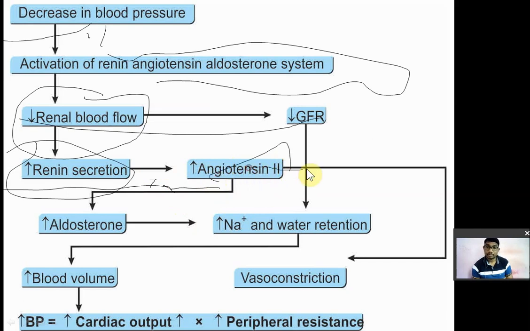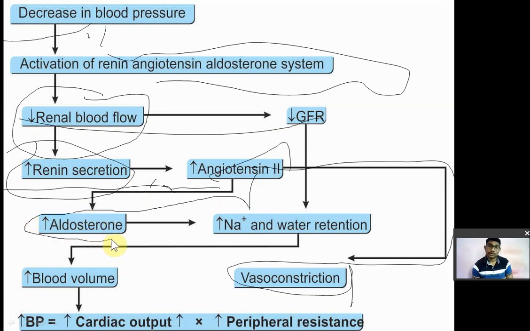What will it do? It will constrict the blood vessels, and that is vasoconstriction. Because of this vasoconstriction, there is an increased peripheral resistance. Okay, on one hand. On another hand, this angiotensin 2 causes the release of aldosterone. Aldosterone is an antidiuretic hormone, so it will cause sodium and water retention. Okay, sodium and water retention means it will increase the blood volume.